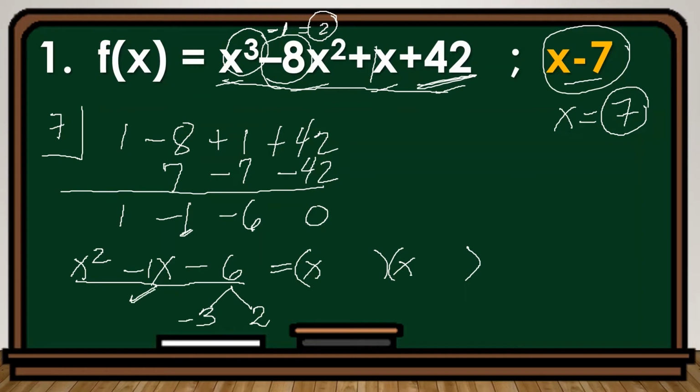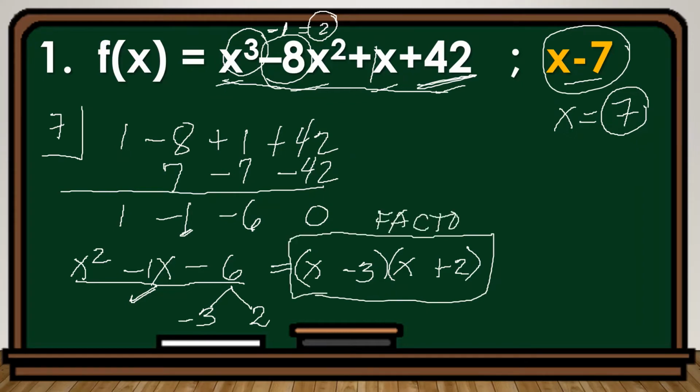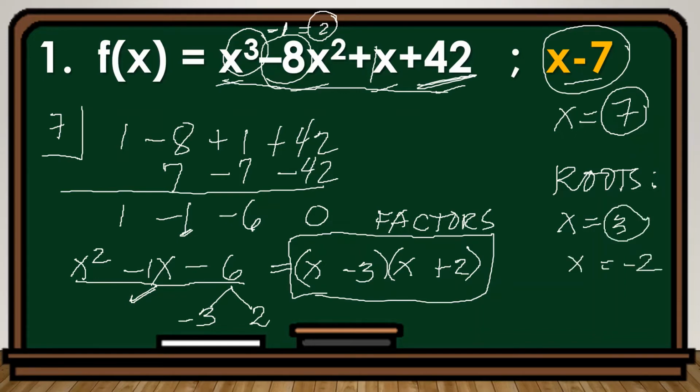So, it's safe to write now x minus 3 and x plus 2. Therefore, these are the other factors of the given polynomial. These are the factors that we are looking for. And now for the other roots or zeros, we just look at the given factors and get the values of x. From x minus 3, we have x is equal to 3. And from x plus 2, we have x is equal to negative 2. Therefore, the other roots are 3 and negative 2.